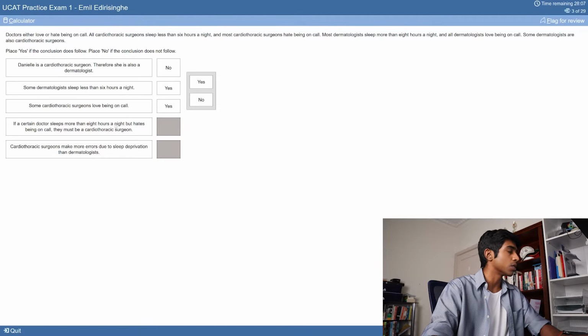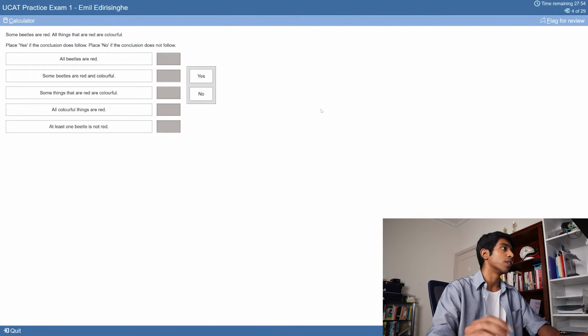If a certain doctor sleeps more than 8 hours a night, but hates being on call, they must be a surgeon. No, because all cardiothoracic surgeons sleep less than 6 hours a night. Make more errors due to... There's nothing about more errors.